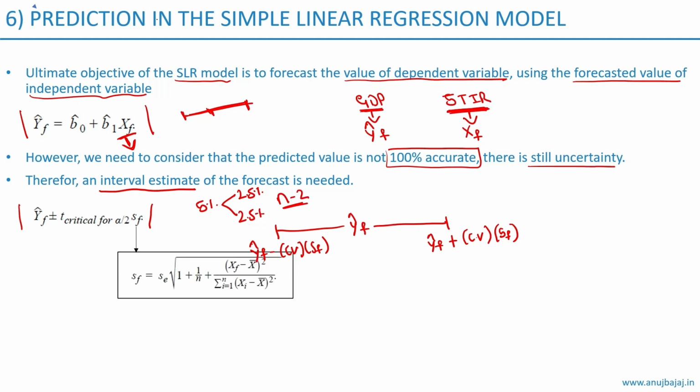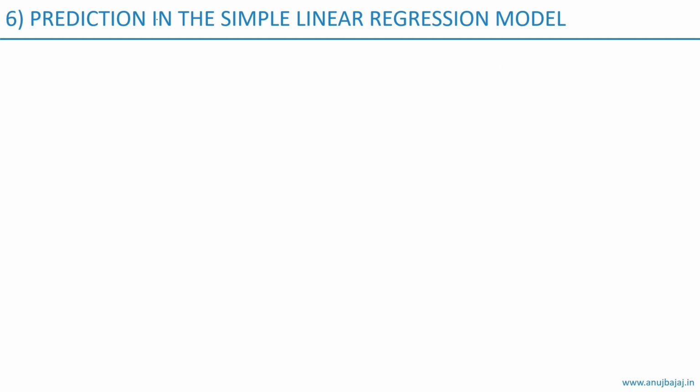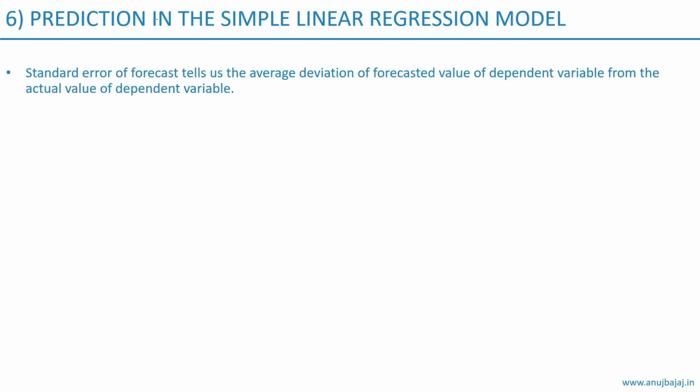And the standard error of forecast is this formula. It is highly unlikely that you will be calculated or tested on this formula. Most probably, you will be given the value of the standard error of the forecast in your question. Now let us understand what the standard error of forecast is. Standard error of forecast tells us the average deviation of the forecasted value of the dependent variable from the actual value of the dependent variable.